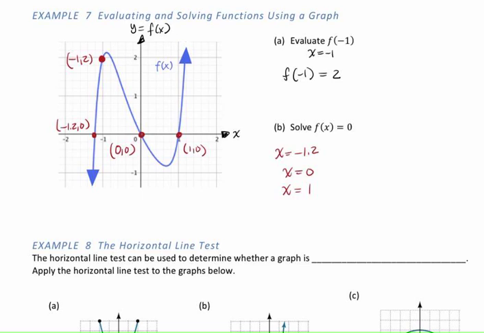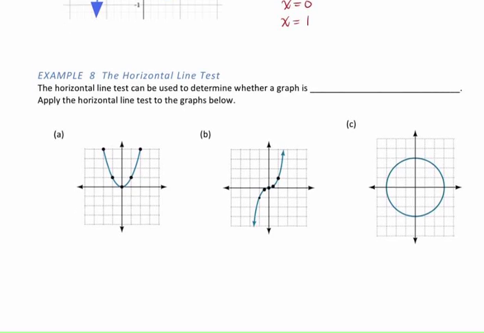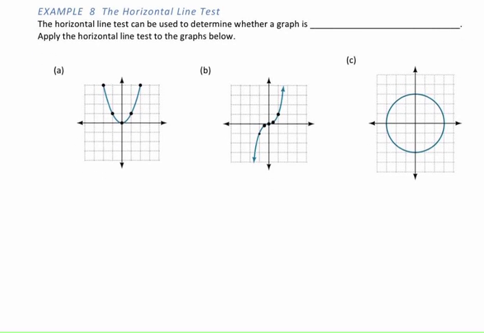Now, let's discuss the final lesson of today, and that is the horizontal line test. So example 8, the horizontal line test. The horizontal line test can be used to determine whether a graph is 1 to 1. And this is very similar to the vertical line test. If a horizontal line intersects a graph more than once, that graph is not 1 to 1.